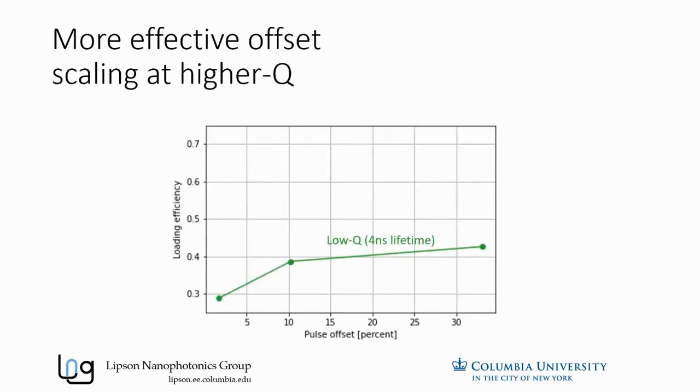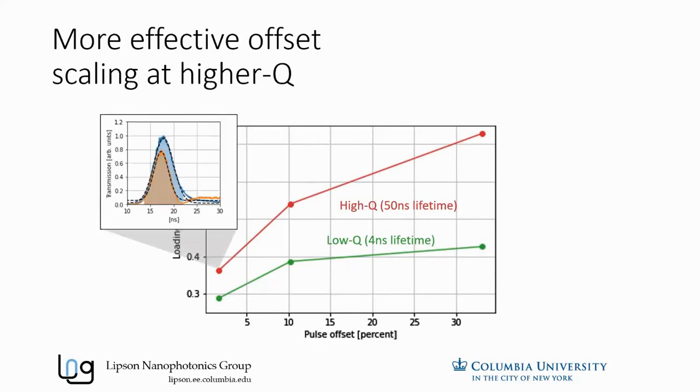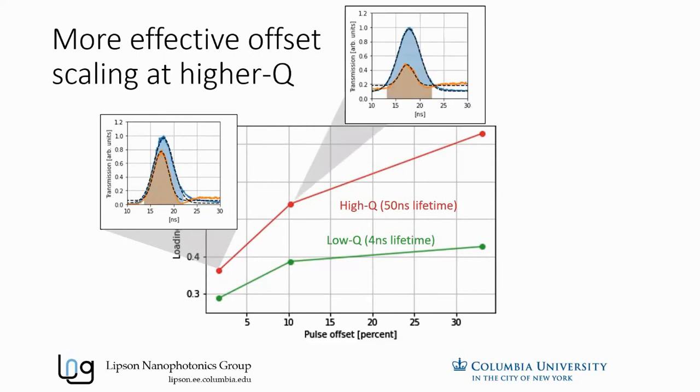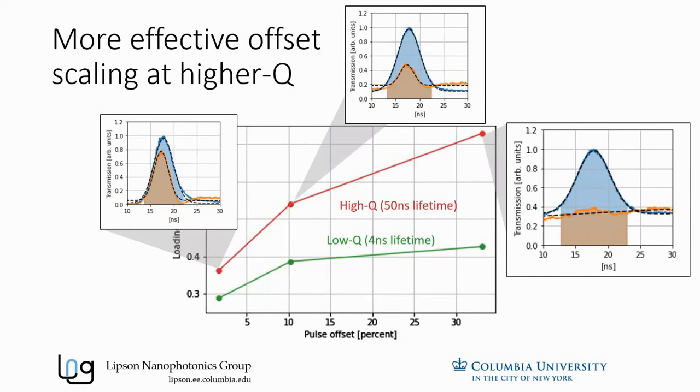Now let's look at what this does for the efficiency of our pulse loading. Here we see the data that I showed you just before in the passive scenario. Now in the high Q scenario, you see that the same effect is a lot more pronounced. And if we look at the underlying pulses, here for the low offset, more or less the same. But then you see that as we increase the offset, this pulse disappears almost completely. And so it is loaded at a much higher efficiency.